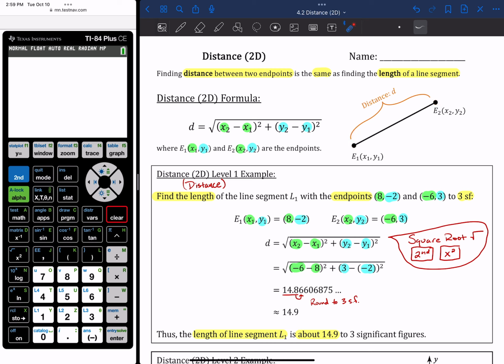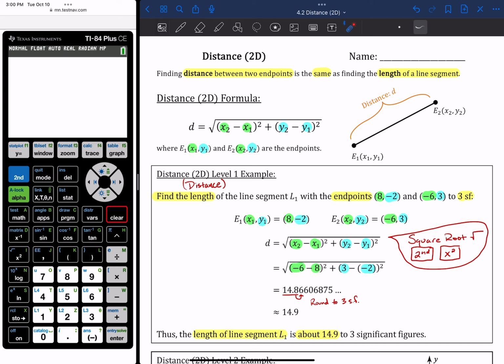Okay, so if the question asks for length between two endpoints, it's the same thing as finding the distance between those 2 points. We have a formula that can help us find the distance between two endpoints. So I'm going to label the first endpoint as E1, which has the components x1 and y1. And the other endpoint is E2, and that has x2, y2. You can see it right here and here.